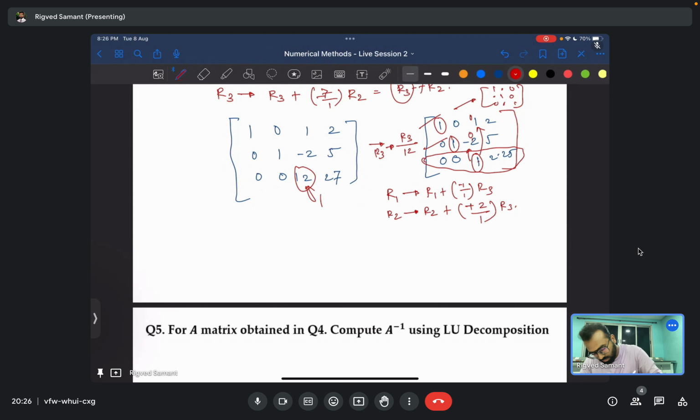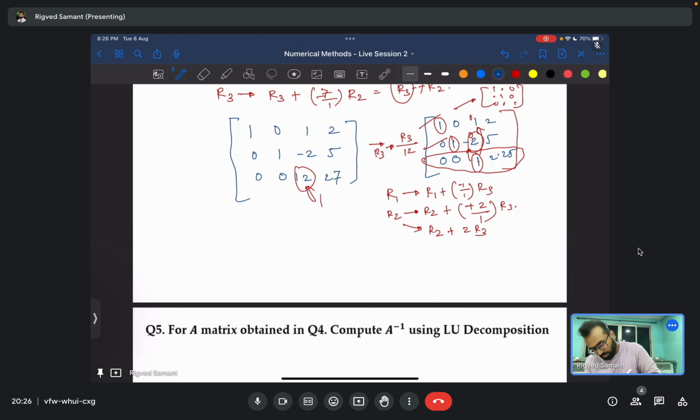R2, you can directly write this step. I am writing this way because the professor has told this way. But if you go ahead, you can directly write, okay, we have to make this 0. I have this 1. From 1 I have to make this thing 0. So I have to multiply this 1 by 2 and add this. So that's what I am writing here. So that basically means the same.